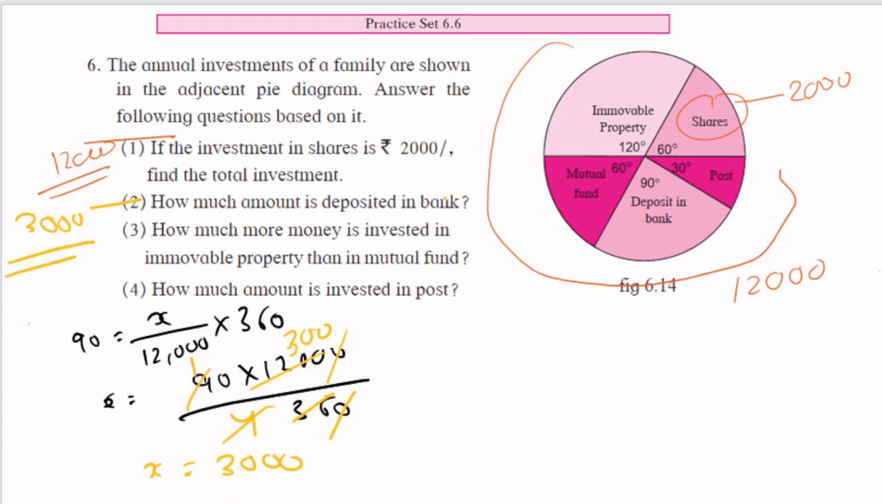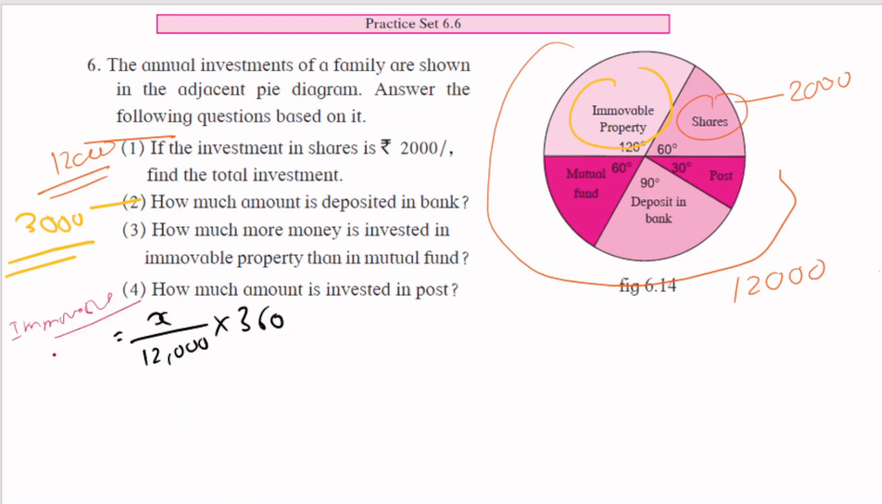How much more money is invested in immovable property than in mutual fund? Immovable property is 120. Now they're asking the difference. How much more money is invested in immovable property than the mutual fund? Then you have to calculate the values of both mutual fund as well as immovable property. Let's find that quickly. To get the immovable property value, just change the angle here to 120. The rest of the things will remain the same. Now calculate. What can you cancel here? 0 will get cancelled with this 0, and the rest you can write on one side. So x is equal to 120 into 1200 divided by 36.